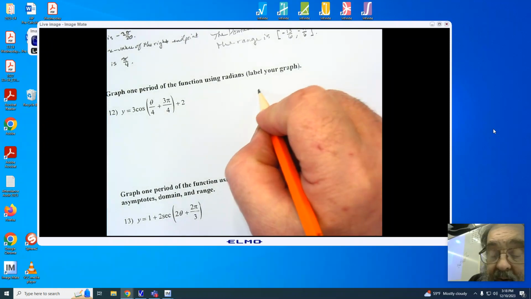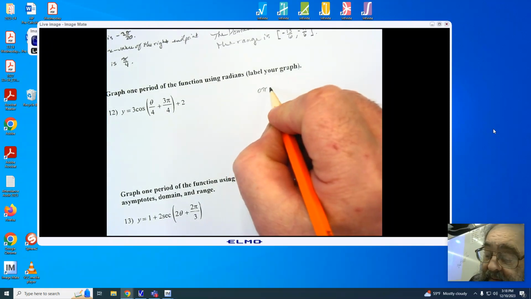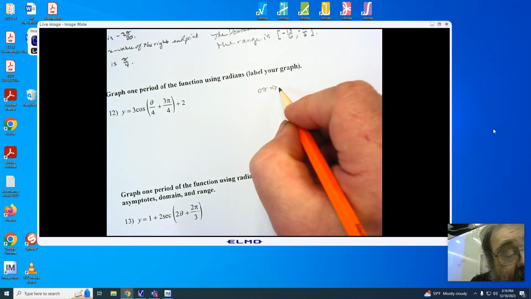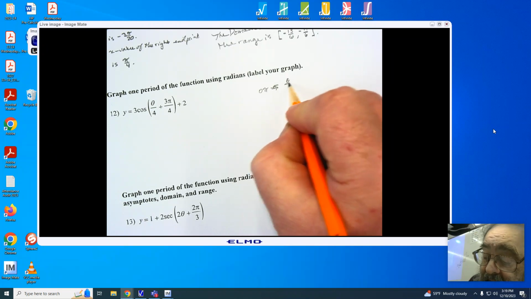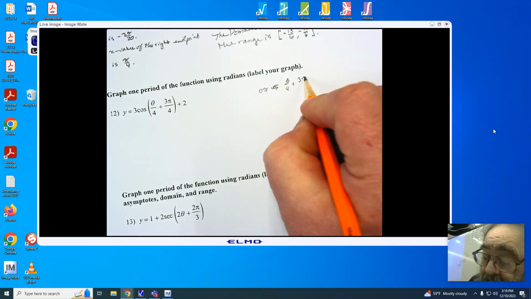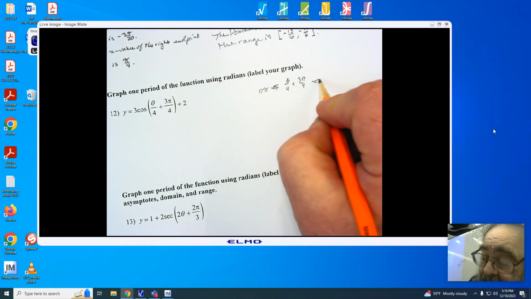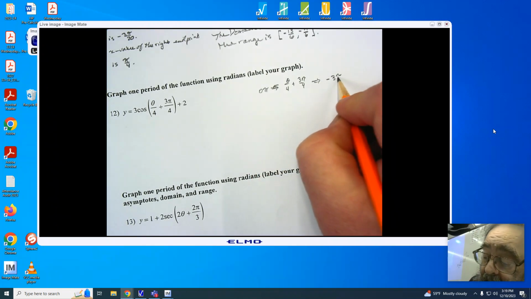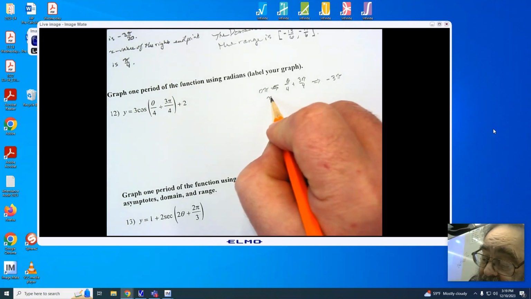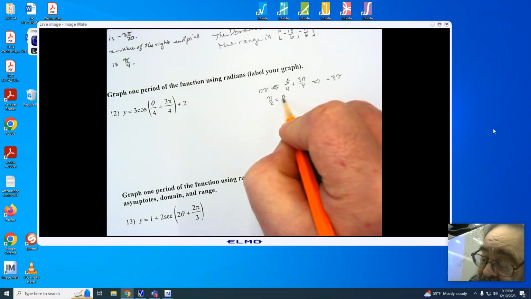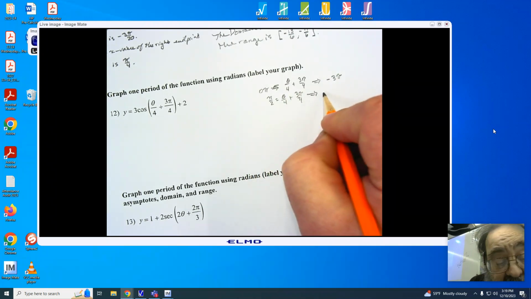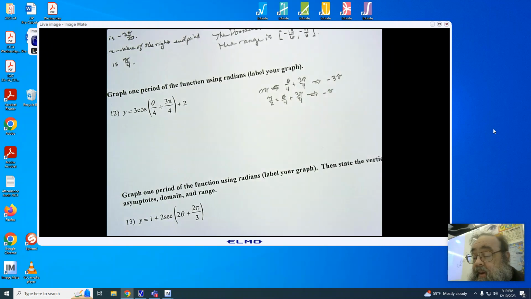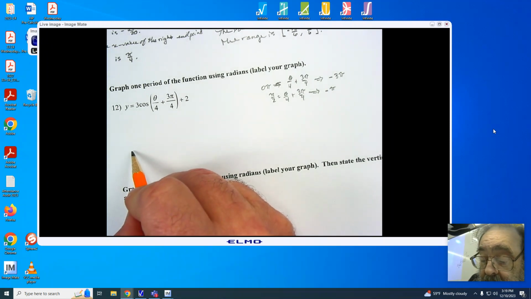And when I equate it to 0 pi, keep in mind we're setting 0 pi equal to theta divided by 4 plus 3 pi over 4, and I find that I get negative 3 pi. I then do pi over 2 equated to theta divided by 4 plus 3 pi over 4, and I find that I end up with negative pi. So I now have how far I need to go, and I'm ready to start graphing my cosine.